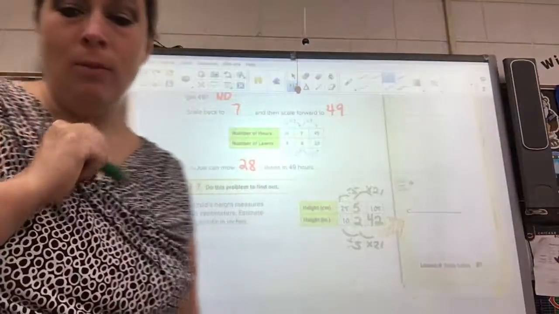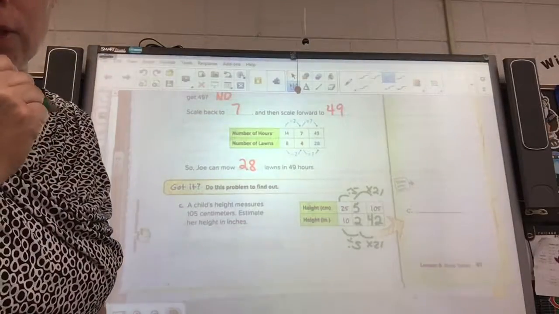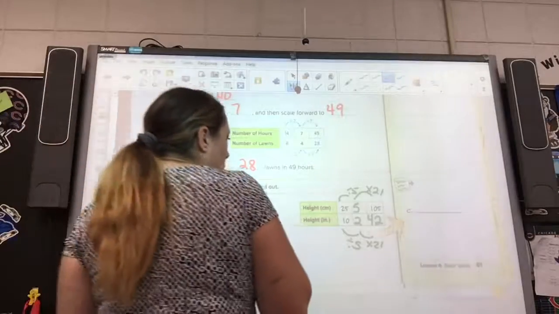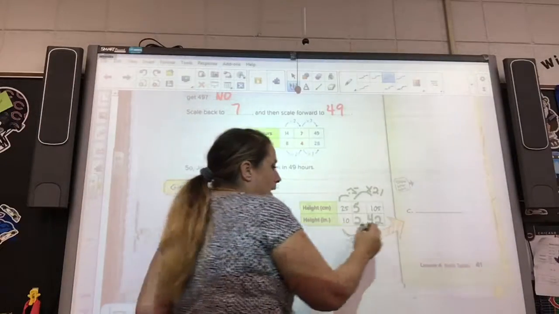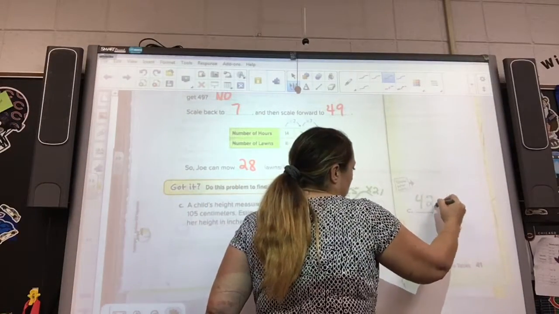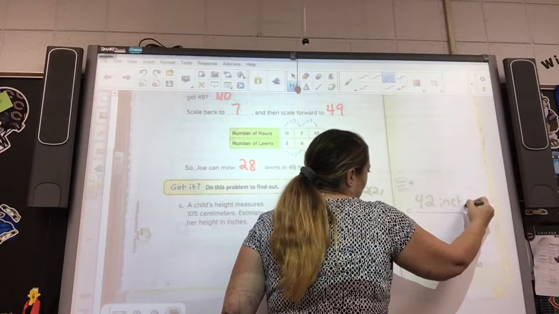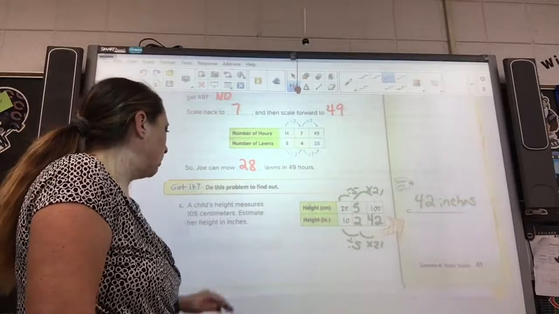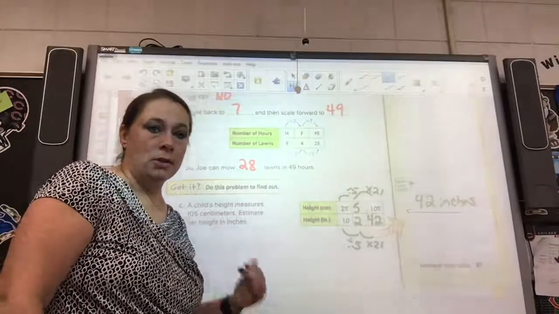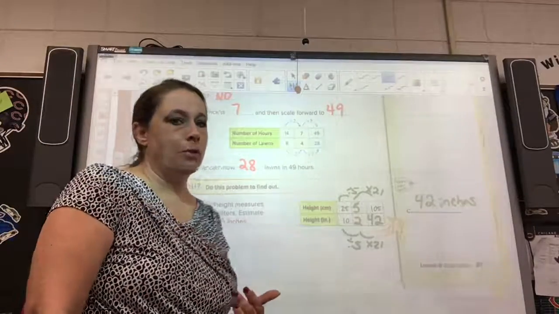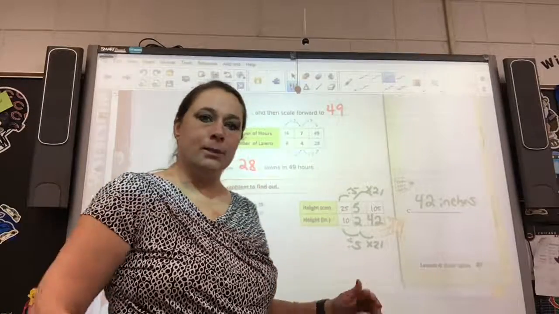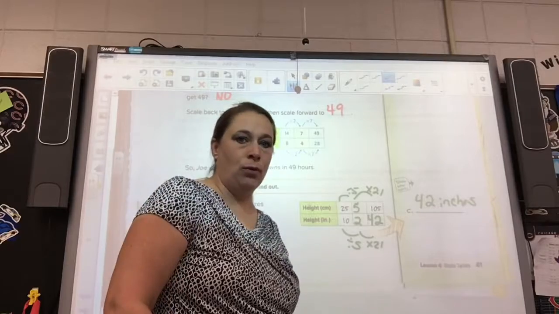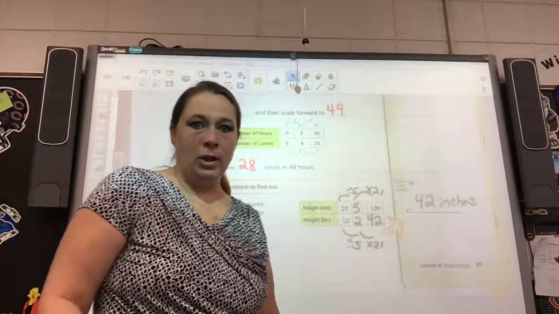A child's height measures 105 centimeters. Estimate her height in inches. What is her height in inches? It is 42 inches. Don't forget that label. All right. So, comparing centimeters to inches, this is a great way to do that. Sometimes those conversions can be really hard, but if you have a chart like this, a scaling back and scaling forward idea, it helps you to figure out those answers.